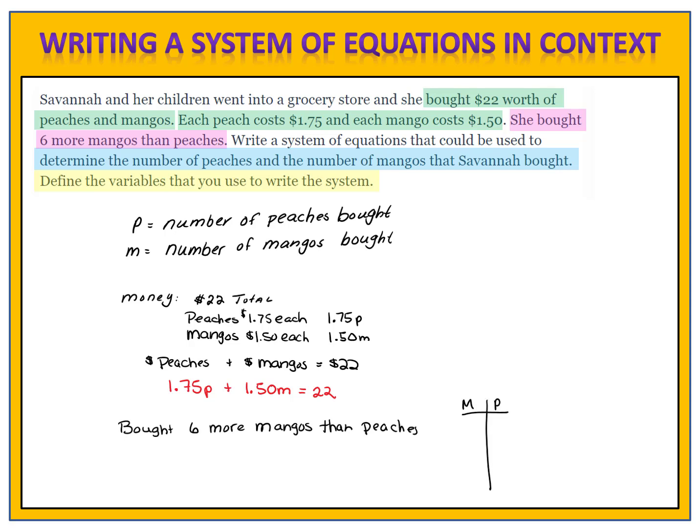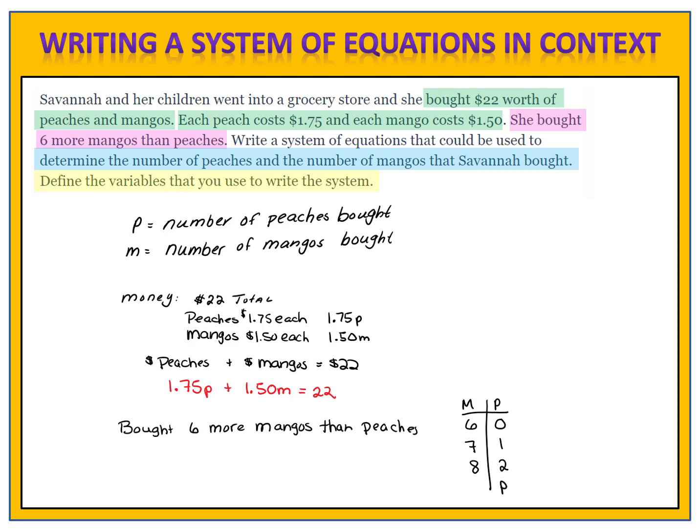And let's make a table where we have one column for the number of mangoes and one column for the number of peaches. If she bought no peaches at all, well, she bought 6 more mangoes than she did peaches, so she must have bought 0 plus 6, which means she bought 6 mangoes. If she bought 1 peach, she must have 7 mangoes, because the number of mangoes is 6 more than the number of peaches. 2 peaches, 8 mangoes.